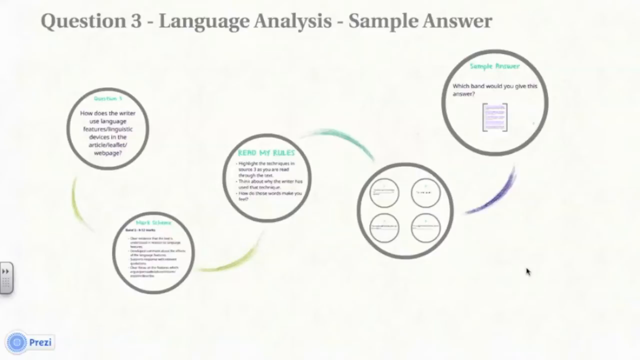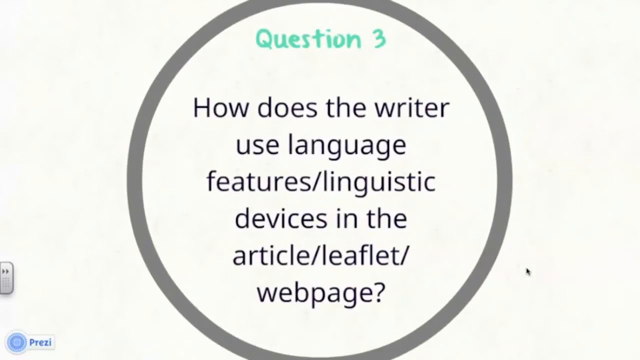Hello everyone, today we're going to be looking at a sample answer for question 3 on the AQA GCSE English and English language exam, which asks you to analyse language. The question is normally worded in this kind of way: how does the writer use language features in the source that you've been given? They might use the phrase linguistic devices. That means exactly the same. All it means is you're looking for language techniques, and you're picking those techniques out.